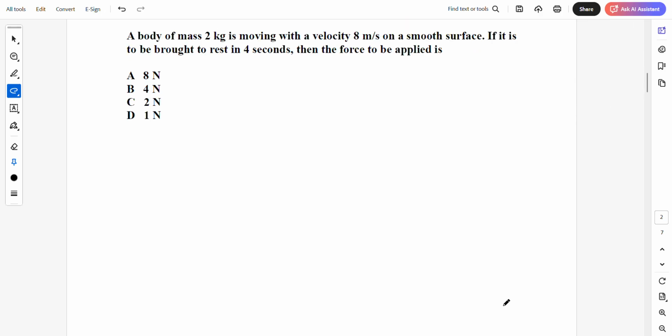Let us go to the next problem. A body of mass 2 kg is moving with a velocity. Mass m is 2 kg. The initial velocity they have given is 8 meters per second, on a smooth surface.